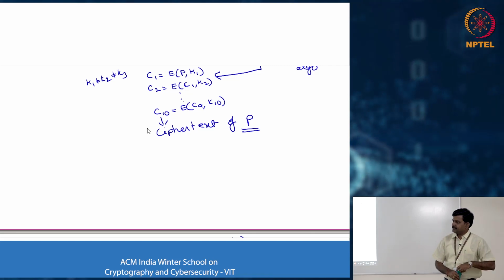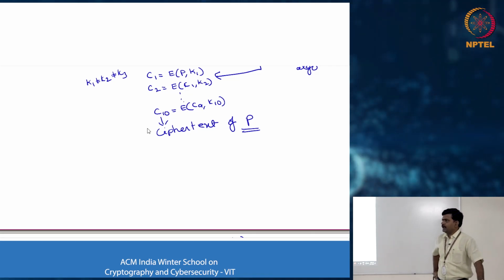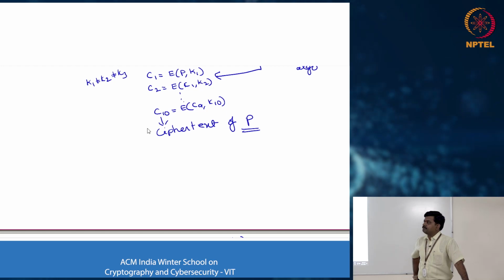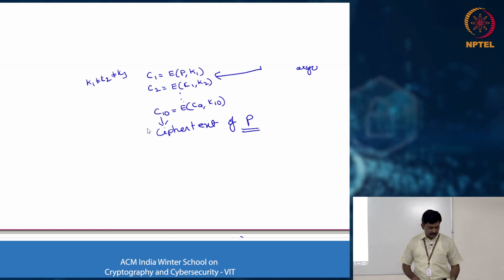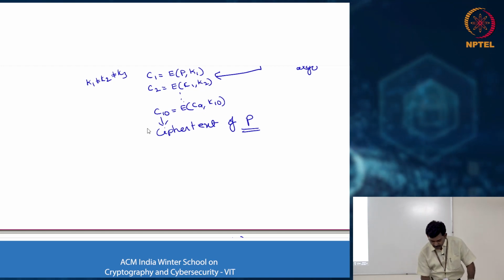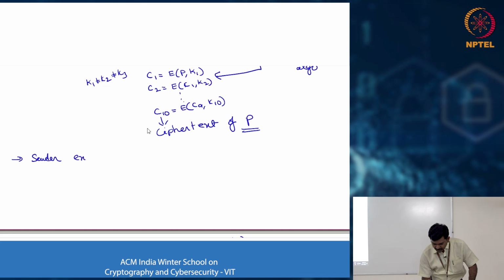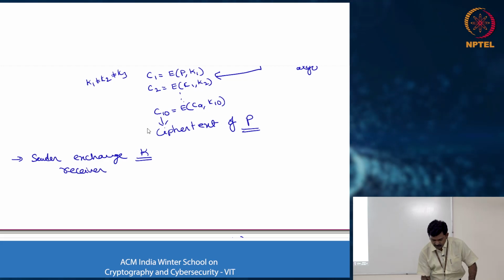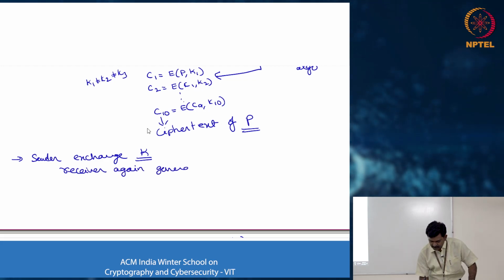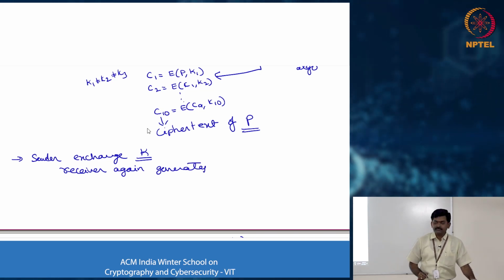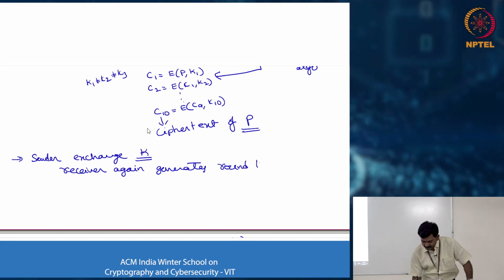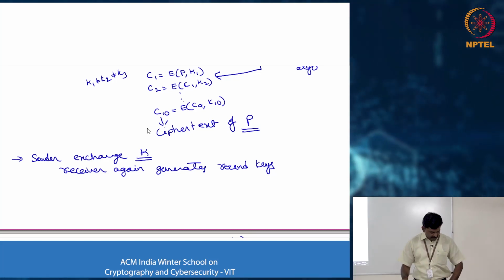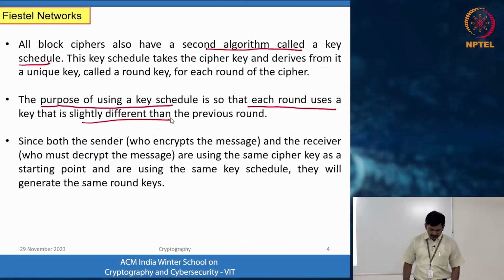Is it that the receiver should get round keys also? Is it that the sender has to exchange round keys also? Why? Because you need not worry about exchanging the round keys. The reason is, the sender exchanges the main key K, and the receiver again generates what? Round keys. The receiver generates the round keys. The receiver need not worry about the round keys. The algorithm can be followed. Okay.